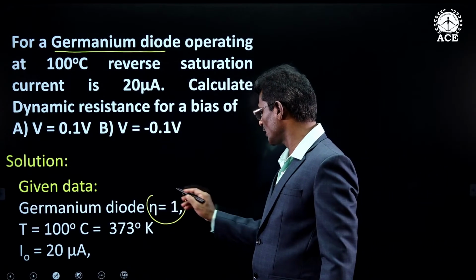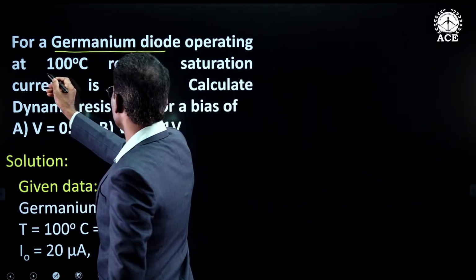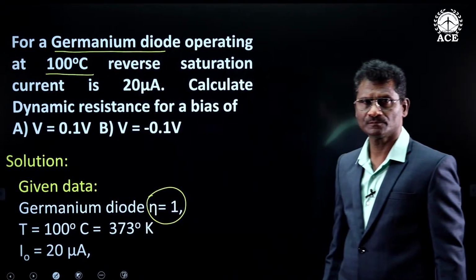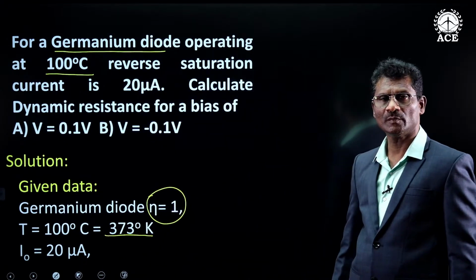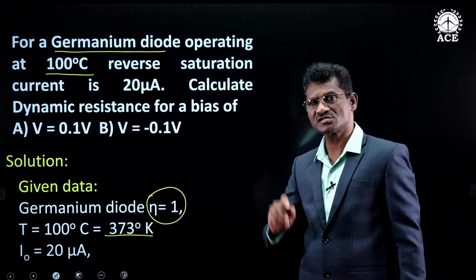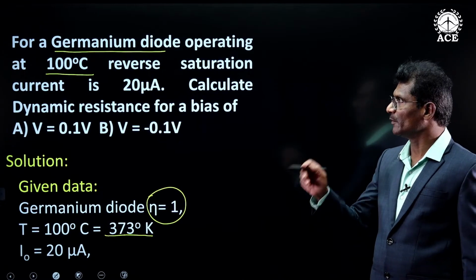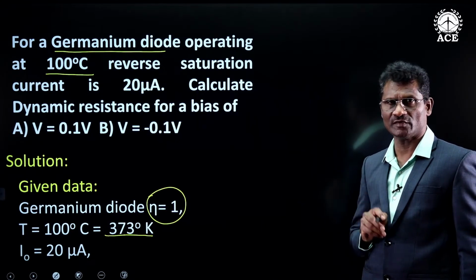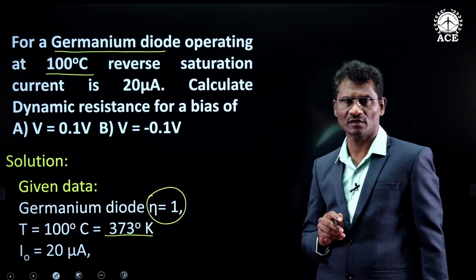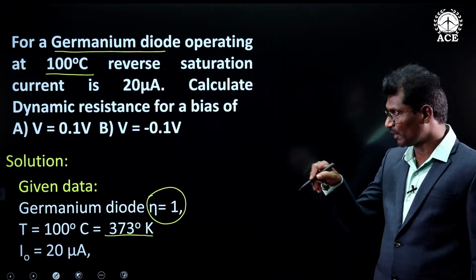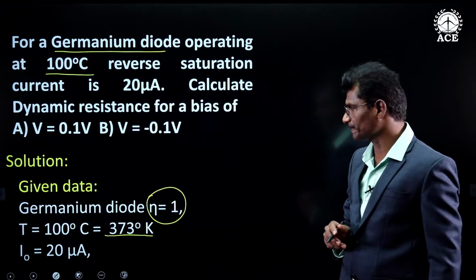As we know, for a germanium diode, eta equal to 1. And he is commenting on temperature of 100 degrees centigrade. It is better to convert temperature to Kelvin, because in dynamic resistance equation, Vt is given in terms of Kelvin. Remember that if temperature is not given in a problem statement, we can assume it as 27 degrees centigrade or 300 Kelvin. But in this problem, he has specifically given it as 100 degree centigrade.